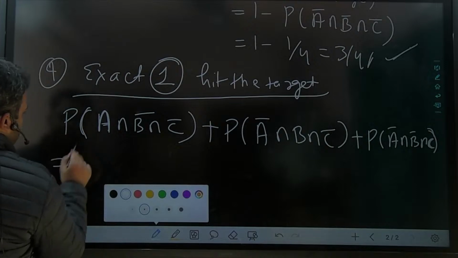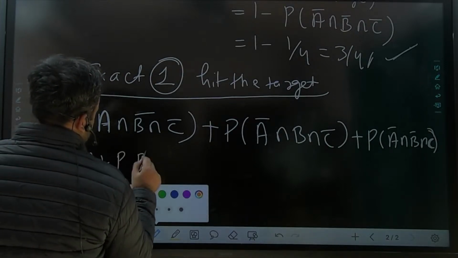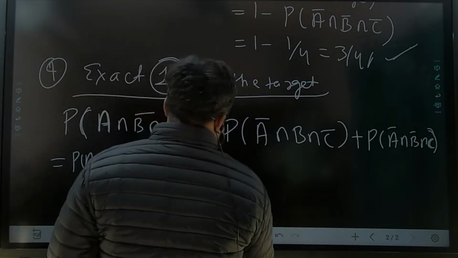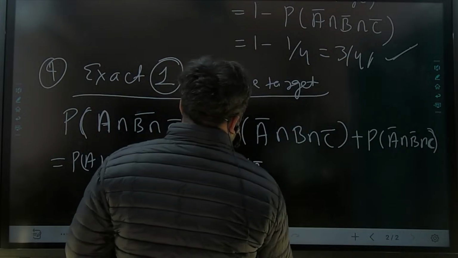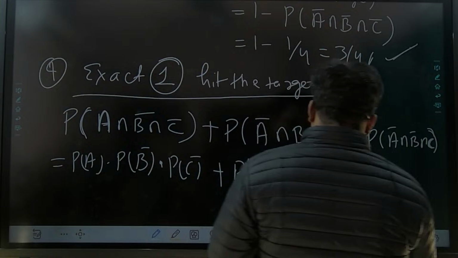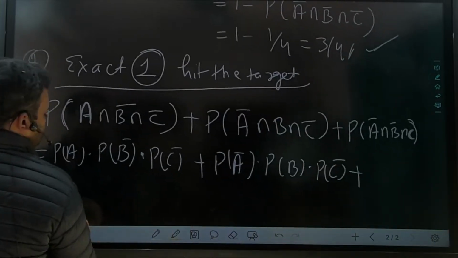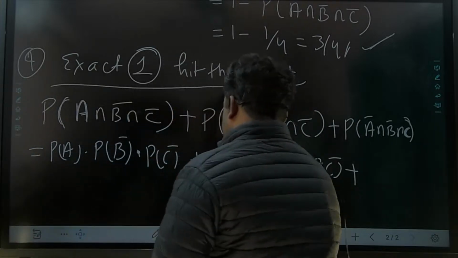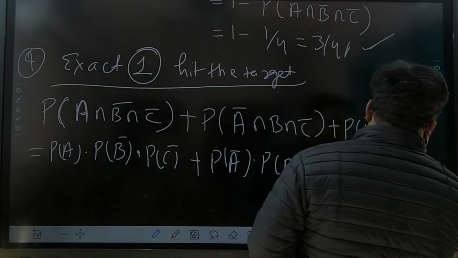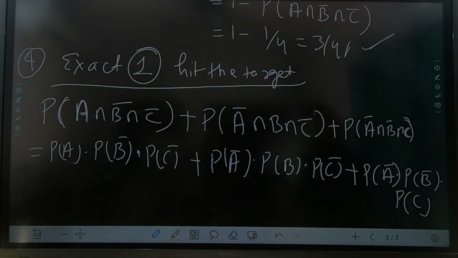They are independent events. So probability of A multiplied with probability of B negation multiplied with probability of C negation, plus probability of A negation multiplied with the probability of B, probability of C negation. Here we have to see, probability of A negation multiplied with probability of B negation multiplied with probability of C, and every value is known to you. Every value is known to you, right?